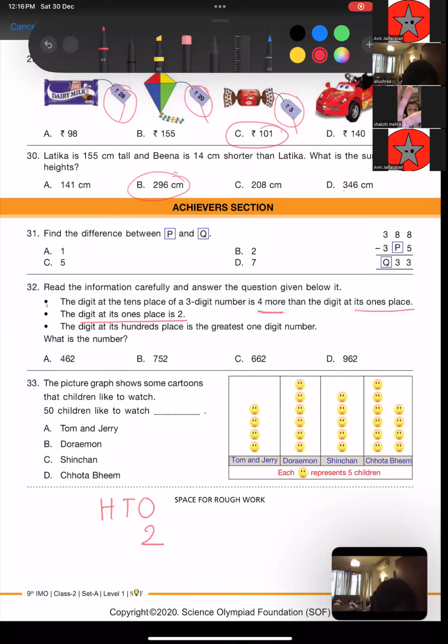Read the first instruction. The digit at the tens place of a 3-digit number is 4 more than the digit at its ones place. So what do you see at ones place, Kabir? 2. What is 4 more than 2?